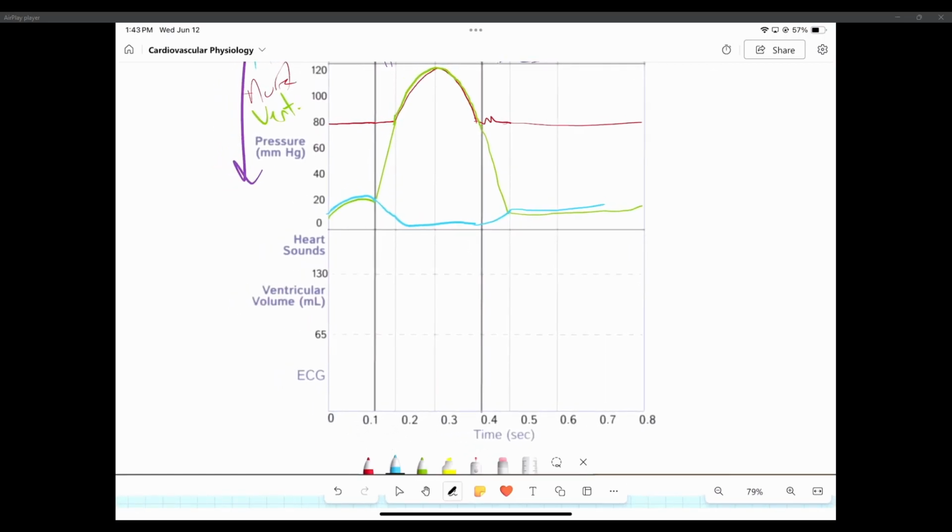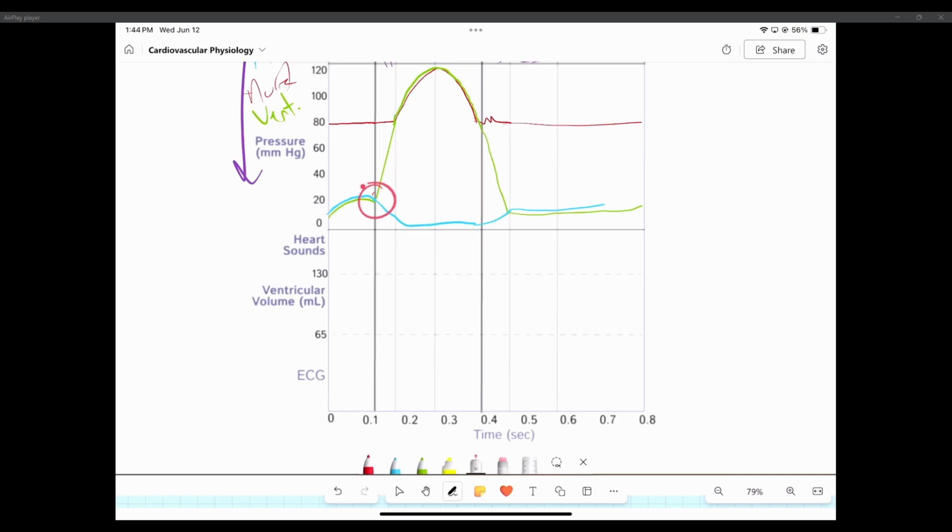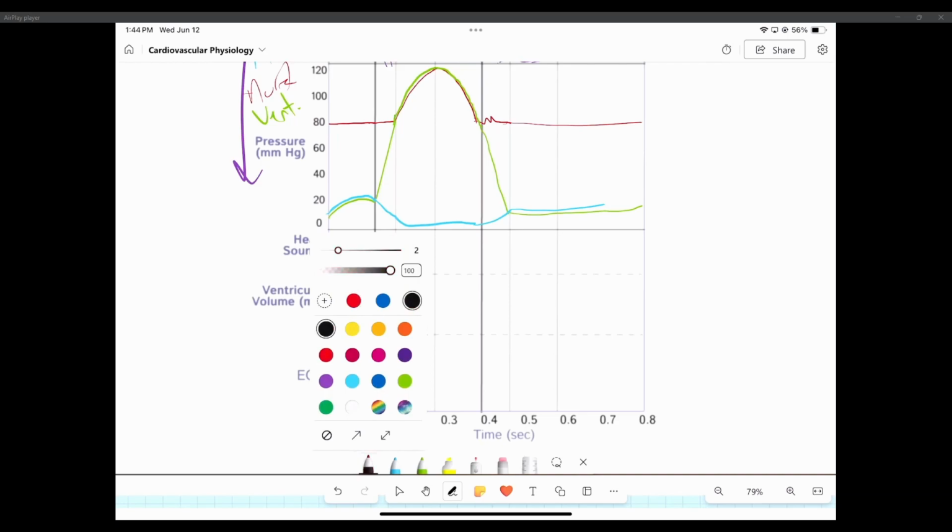So if you look, that area and that area, that's where you have crossing over occurring, right? Between different pressure lines. So we can add some more information to this. What happens at that point right there? What valve is closing?